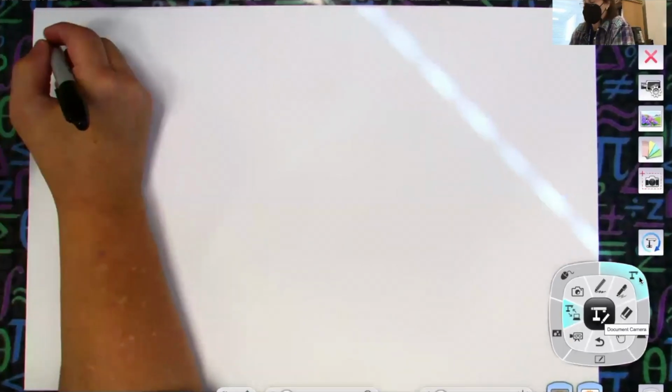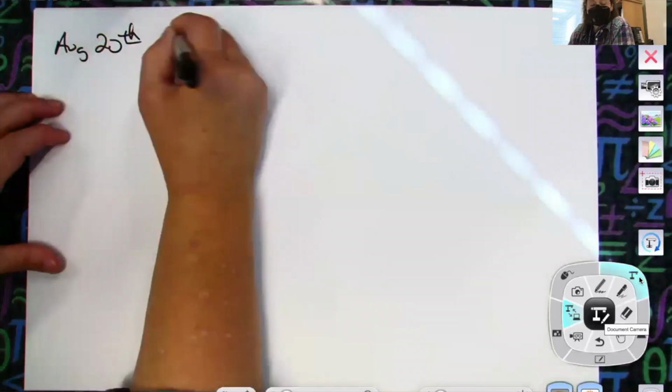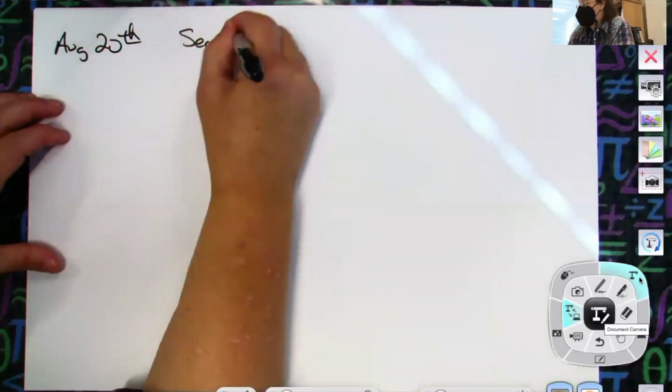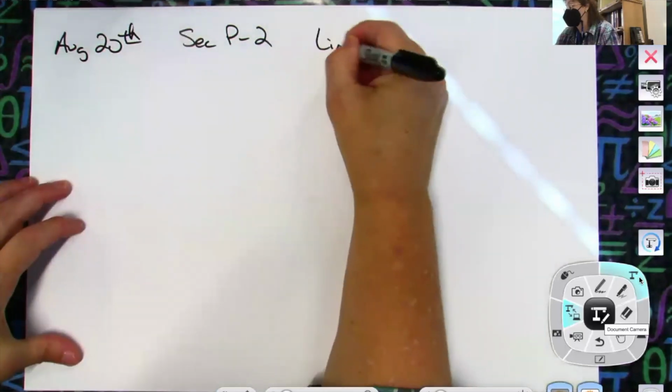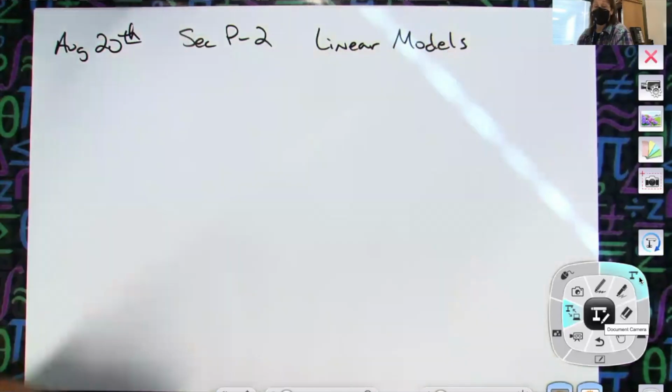So today is August 20th, and it's section P-2. All right, so like I said, it's linear models. So we're going to probably go through this really quick because it's linear models.